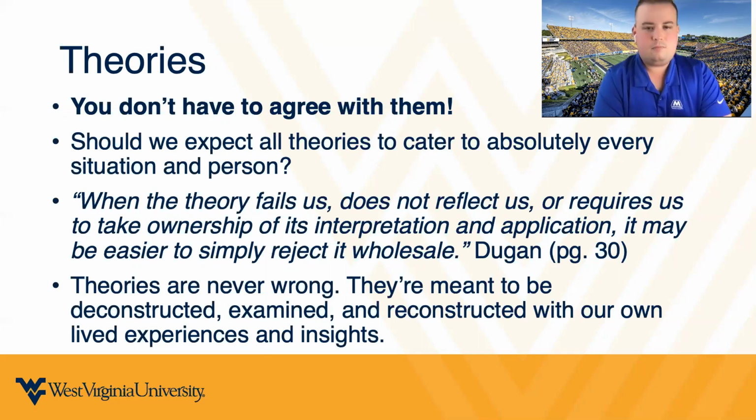One quote that really resonates with me personally from Dugin's work is that he says, when the theory fails us, does not reflect us, or requires us to take ownership of its interpretation and application, it may be simply easier just to reject it wholesale. And what Dugin is saying about that is that sometimes when we see a theory in society and it doesn't meet the mold of who we are, sometimes we just go ahead and toss it out, don't consider it.